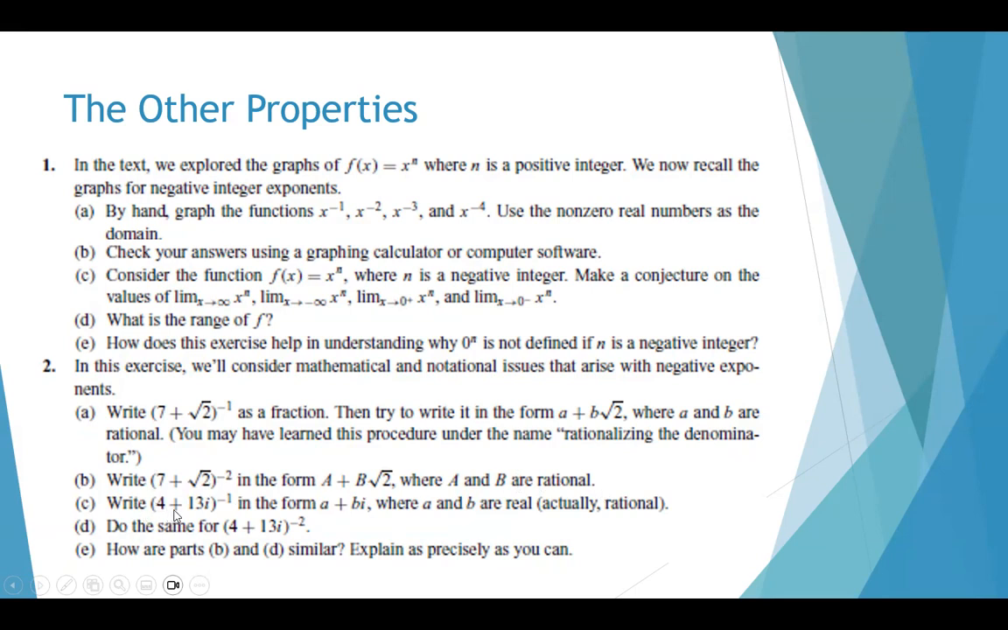And then you're going to do it with an imaginary number. The quantity of 4 plus 13i. And you'll do it as a to -1 power, and then you'll do it the same for -2 power. And you're going to discuss how the parts from doing the square of this complex number with the square root of 2 and this complex number with the 13i, and how they're very similar. And I want you to explain it as precisely as you can, the specifics of what makes those so similar.